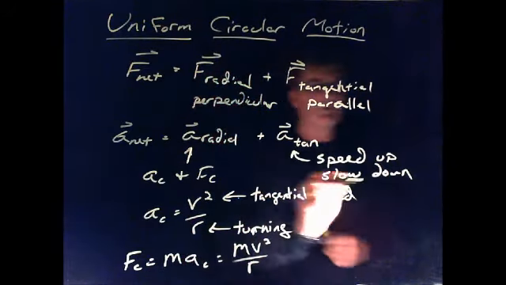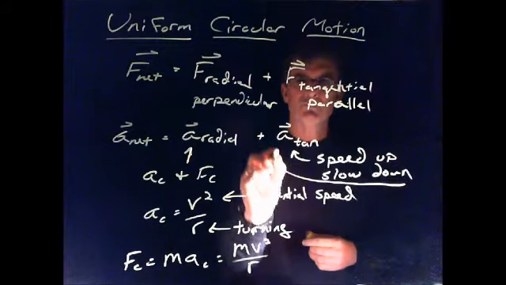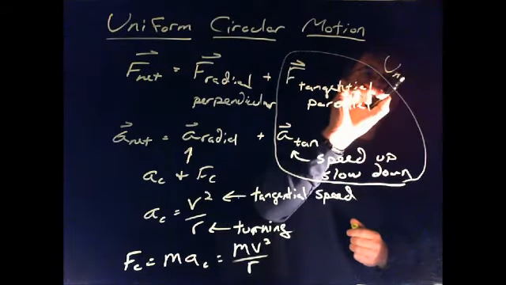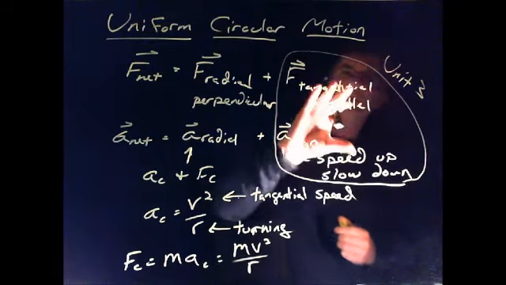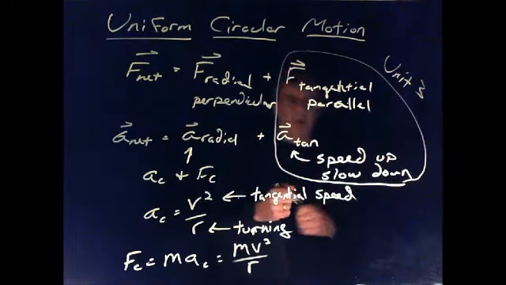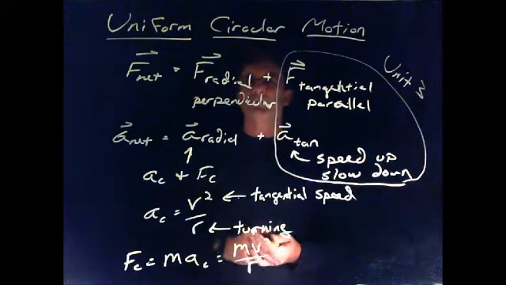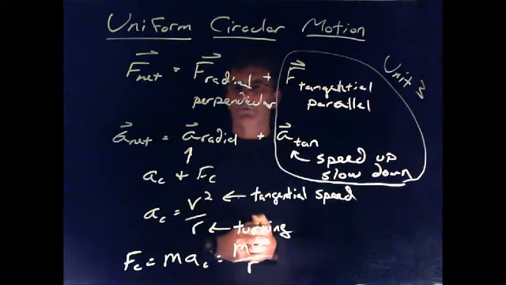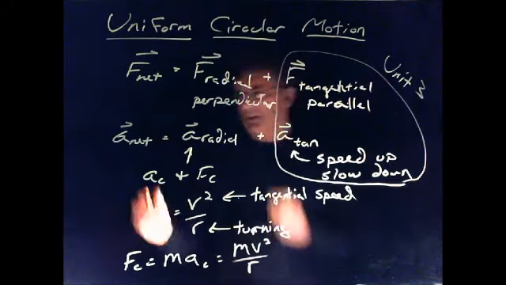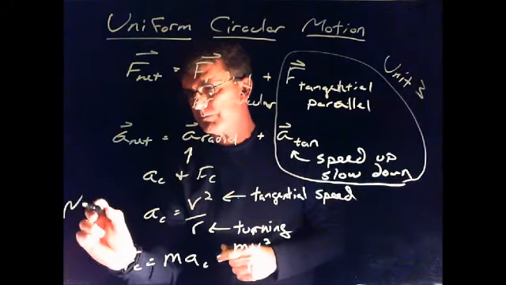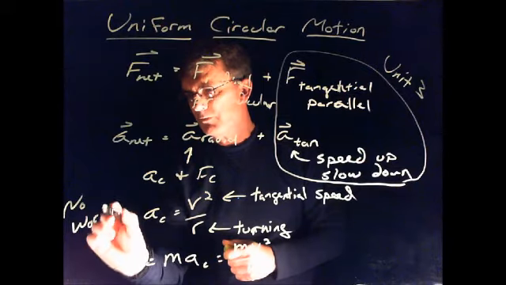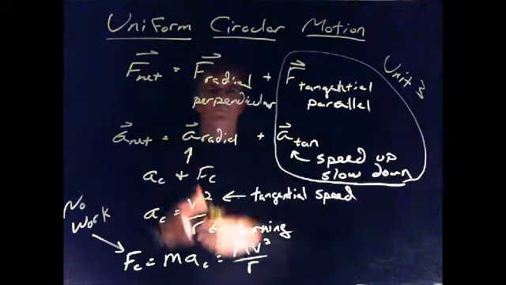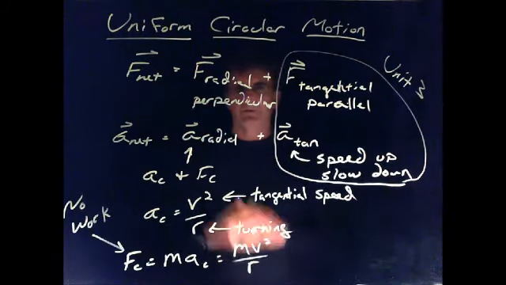All this stuff over here with the tangential acceleration and tangential force was covered in Unit 3, so they've already been exposed to this information. It's this information right here that is specific to this unit. And keep in mind, the centripetal force, which is the sum of all our radial forces, does no work on the object because it's perpendicular.